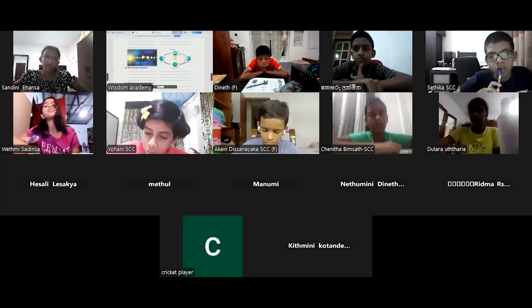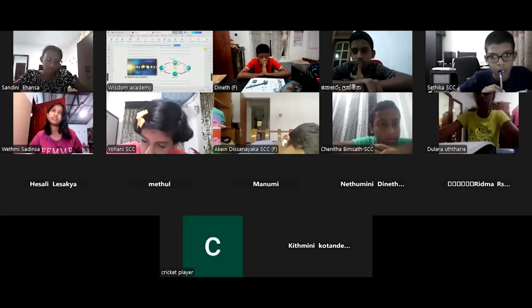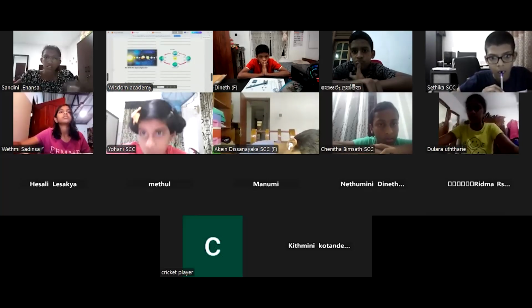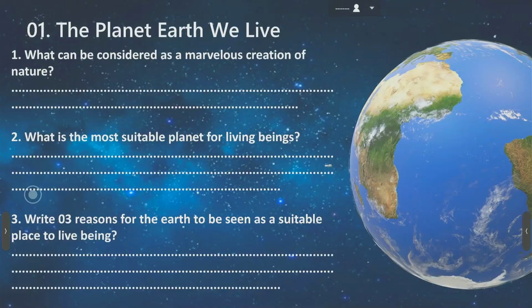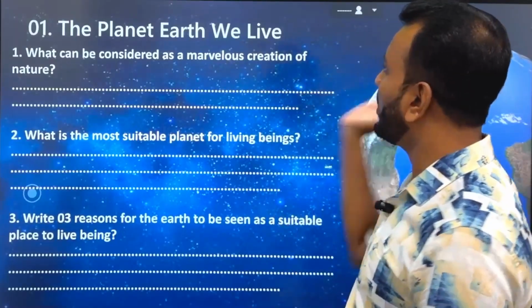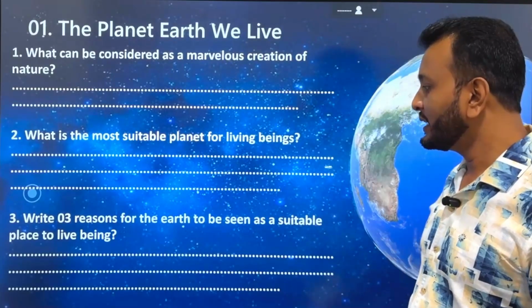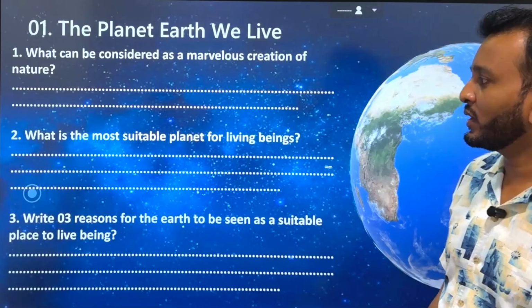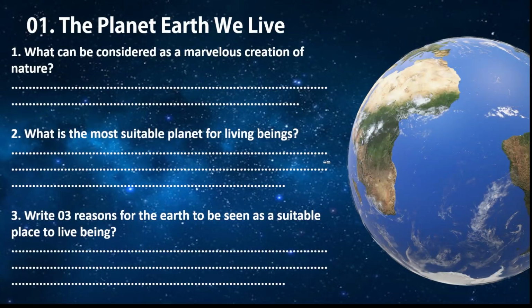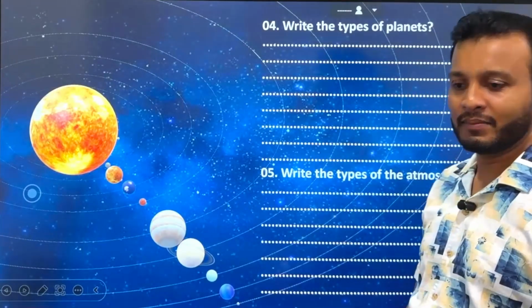Now you can observe the screen like this. Your paper can be seen as a PowerPoint now. What can be considered as the marvelous creation of nature? What is the most suitable planet for living beings? Write 3 reasons for the Earth to be seen as a suitable place for living beings. Next one. Write the types of planets. What are the major types of planets?